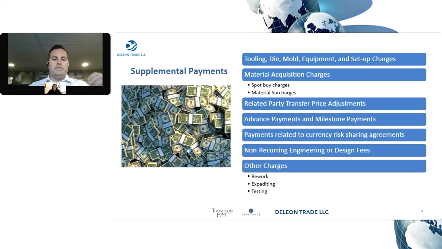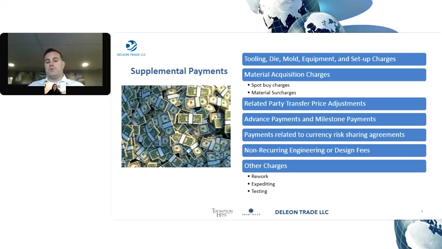And so we see these kinds of charges all the time. Material acquisition charges is a big one. A lot of surcharges in like the metals market sometimes. Spot buys, like, maybe you forecasted you were going to need 100,000 units produced, but you actually need 500,000. The supplier says, yes, we can do that for you, but now we're going to have to go buy materials in the spot market, and we're going to have to charge you a surcharge. Those types of payments are related to the imports, and you have to declare them.